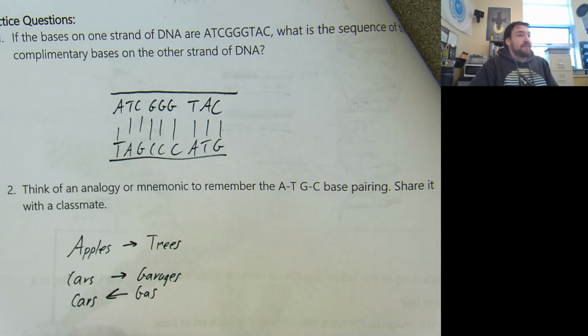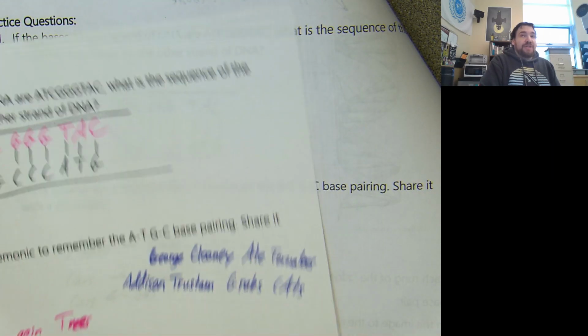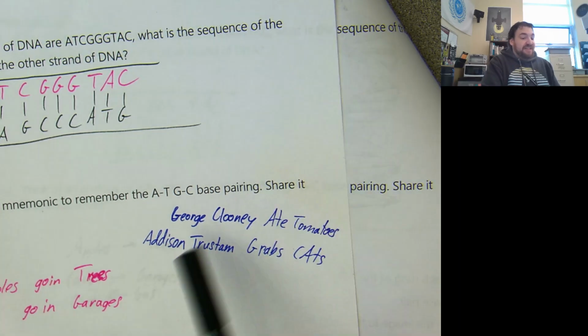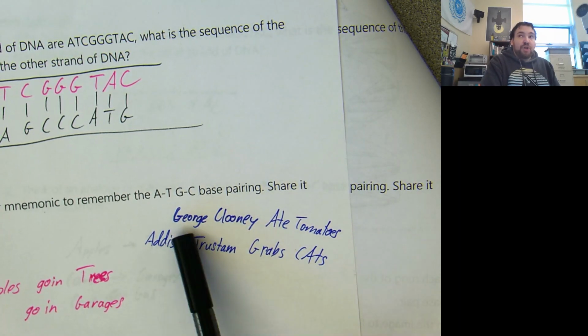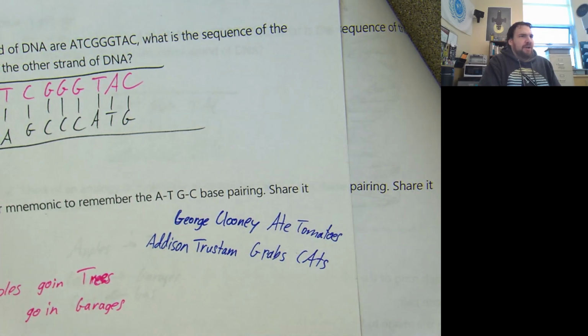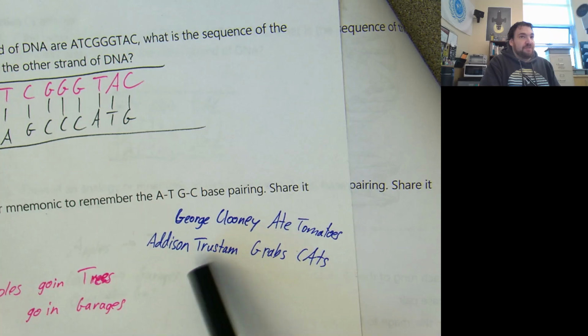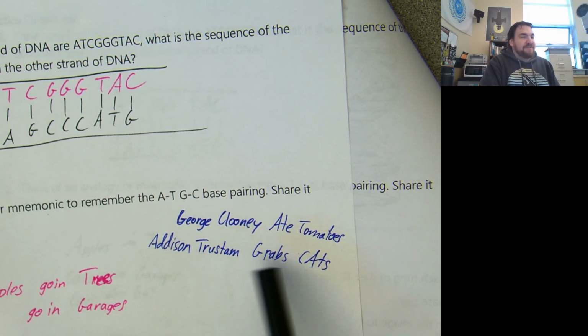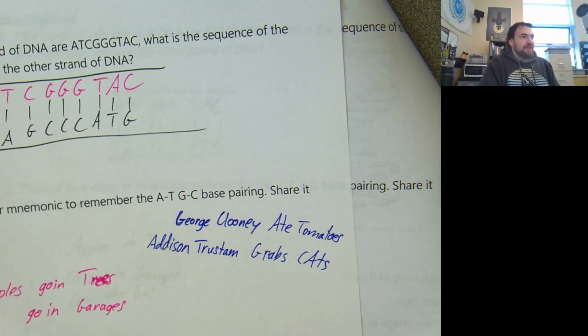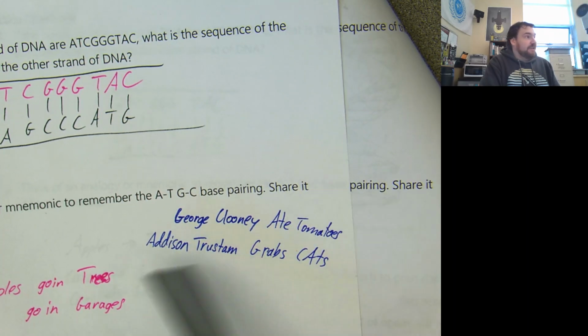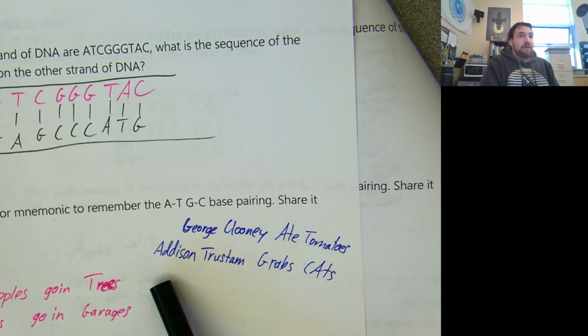So these are analogies. An analogy is where you take the letter and connect it to an idea. A mnemonic is something like this, where you take the letter and you make it the first letter of each word in the sentence that connects your concepts together. So George Clooney ate tomatoes. I don't know. That was a sentence someone decided to come up with. Or Addison Trustham, who's a student who graduated a couple years ago, so this is an older set of notes. Addison Trustham grabs cats. Apparently Addison Trustham grabbed cats. And ATGC was how he decided he was going to memorize this.